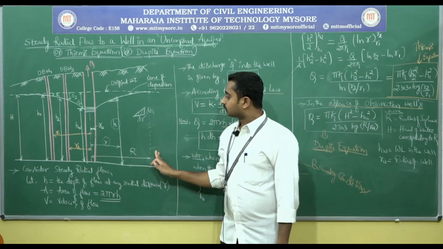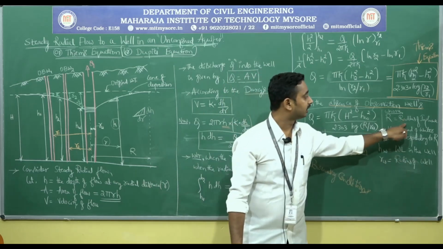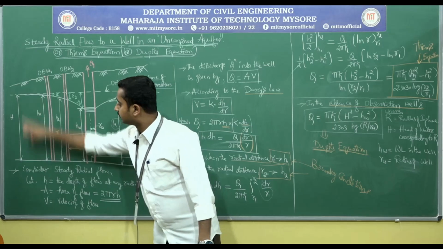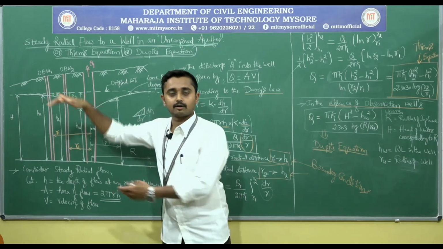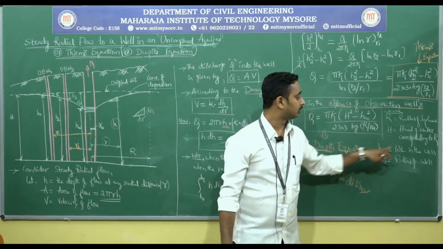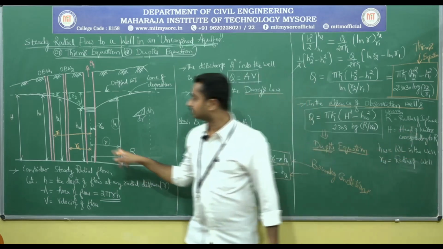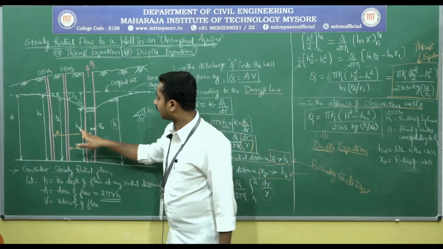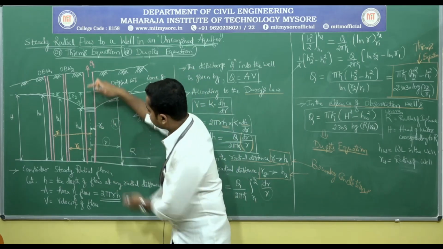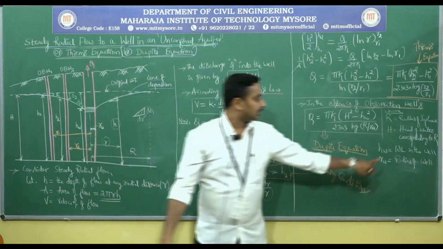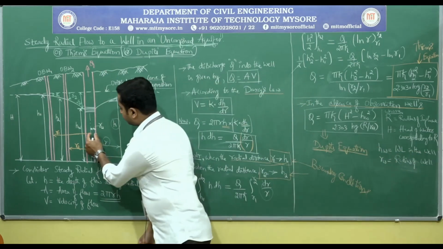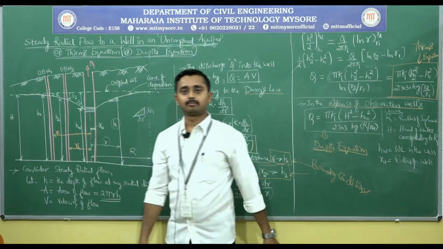R is nothing but the radius of influence, from the center of the pumping well to the end of the cone of depression. H is the head of water, the full head of water. Hw is the water level in the well. There is no observation well, please remember that point. Hw means the water level in the pumping well. Rw is the radius of the pumping well.